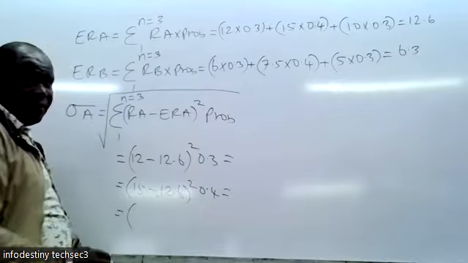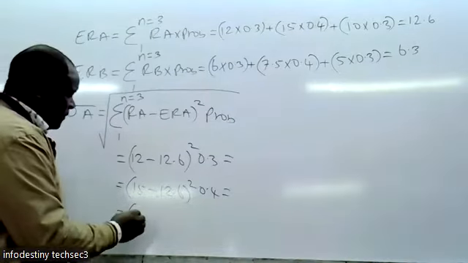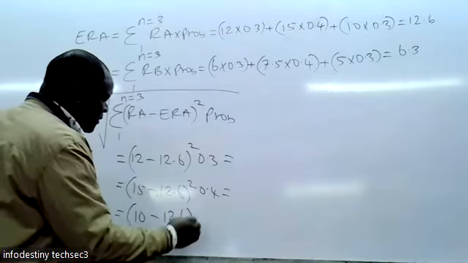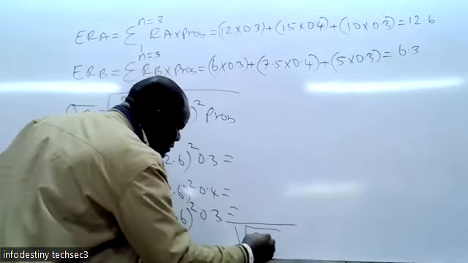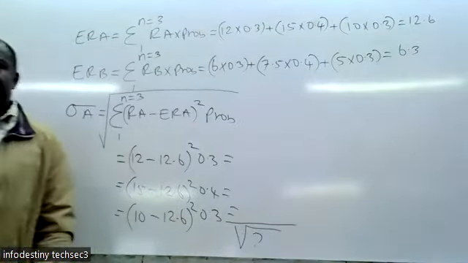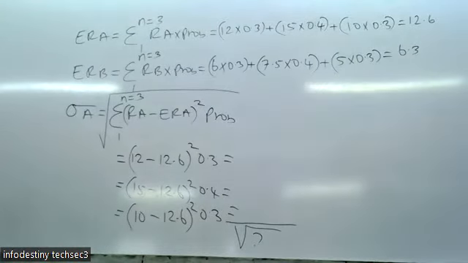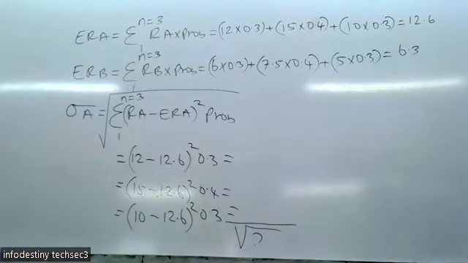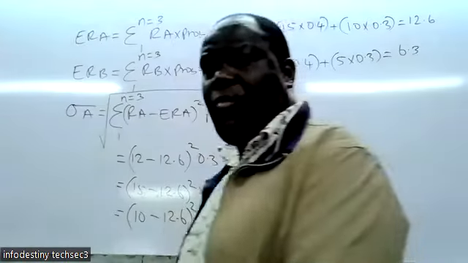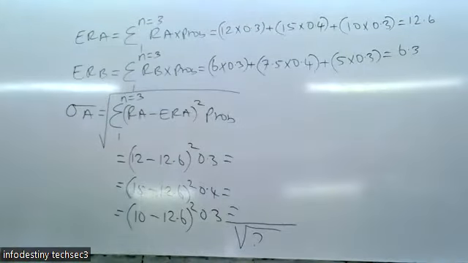The last return for A is 10. You also subtract 12.6, square, then multiply by 0.3. So get the total for that, then you get the square root of it. So you simply take each return, subtract the average or expected return, then when you add all of them together, you get the square root to give you the standard deviation.